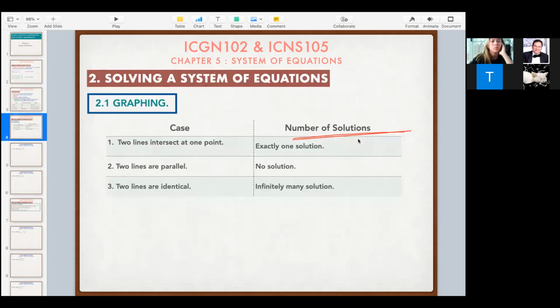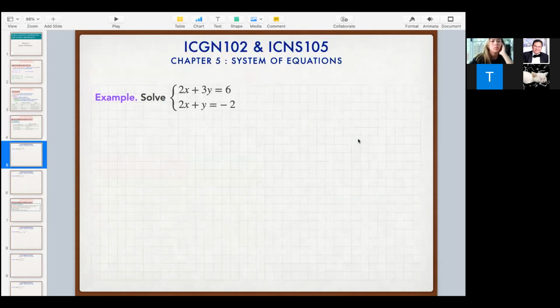In order to solve the system of equations, we have a couple of methods that we normally use. The first one is what we call graphing. Graphing is that you just plot the graph for each equation, so then you know whether the two lines intersect at one point, or they are parallel, or they are identical, so we can justify the number of solutions.